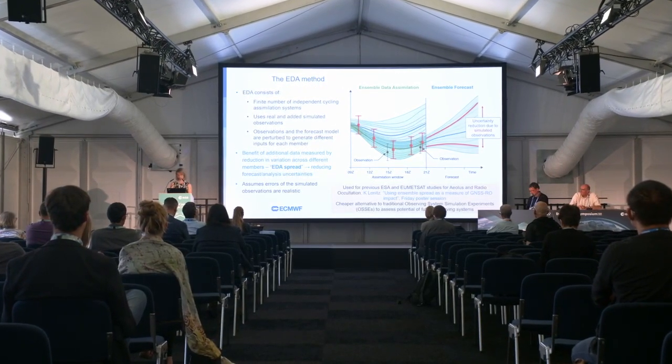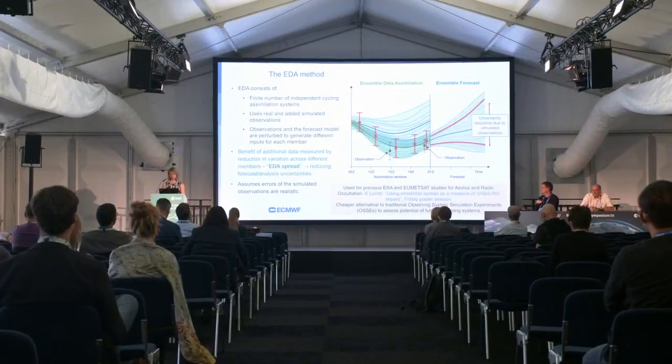To look at the relative benefits of the constellations, we use a method called the Ensemble of Data Assimilations method, or the EDA method. So the EDA consists of a finite number of cycling assimilations, and we use it already operationally to initialize our ensemble forecasts and also the flow-dependent part of the background error in our deterministic forecasts. When we're looking at the relative benefits of new observations, the EDA uses real observations, it uses the full observing system, and then on top of this we can add simulated data.